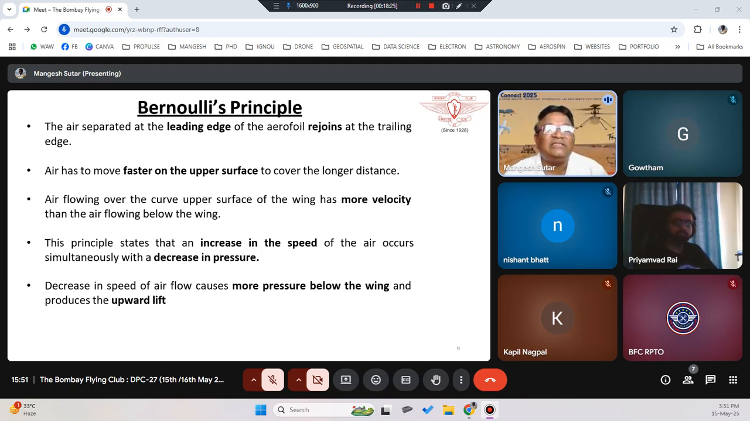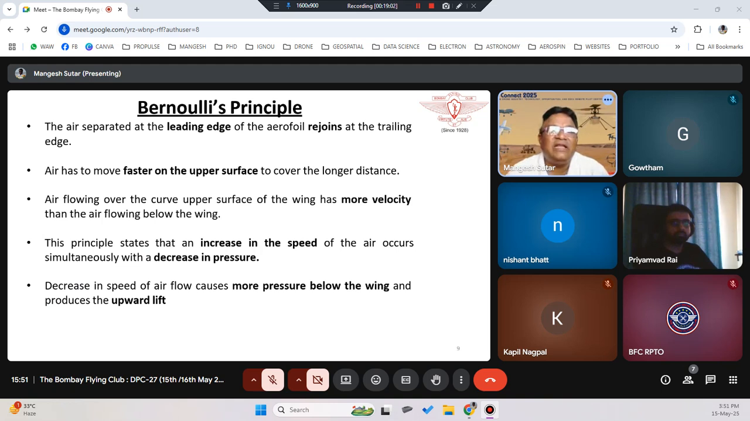This principle states that an increase in the speed of the air occurs simultaneously with a decrease in the pressure. So as you see on the wing, whatever air is flowing above the surface is moving at a very high speed. As it is moving at high speed, a low pressure will be created on the top, whereas below there will be a high pressure created because the air is flowing at a very slow speed compared to the upper surface. So below the surface there will be more pressure compared to the upper surface. This pressure difference will cause upward lift.